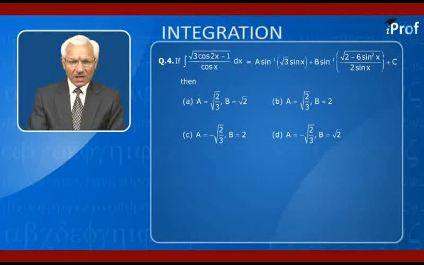Option C: a is equal to minus square root of 2 by 3, b is equal to 2. And option D: a is equal to minus square root of 2 by 3, and b is equal to square root of 2.